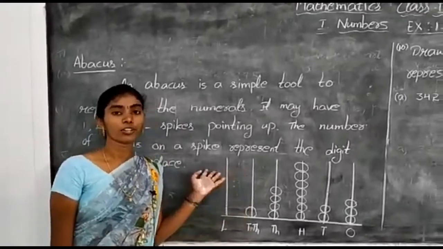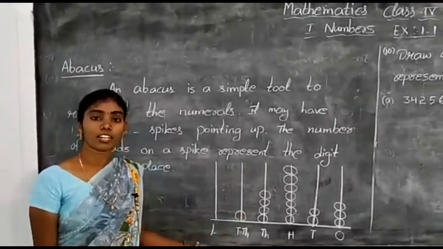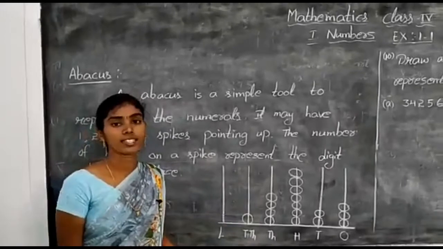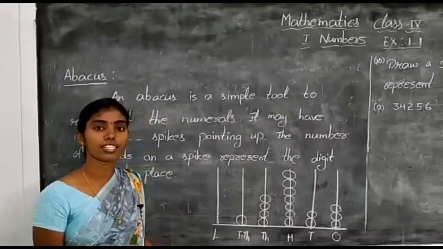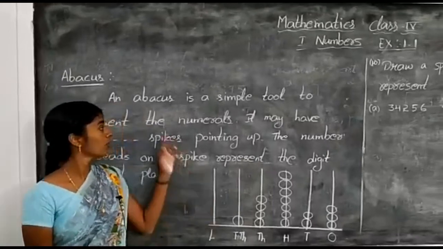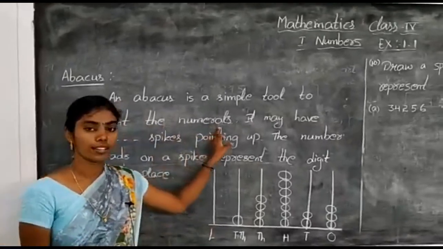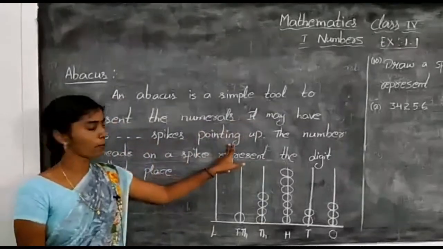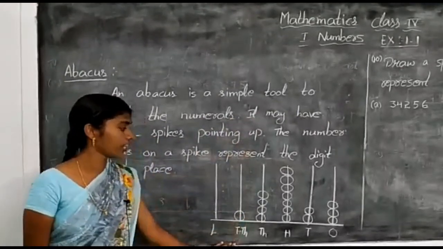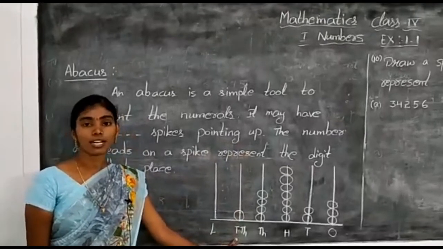Next, now I am going to explain about the abacus. What is an abacus? An abacus is a simple tool to represent the numerals, and it may have 1, 2, 3 spikes pointing up. Now here, if you can see, this is an abacus tool.